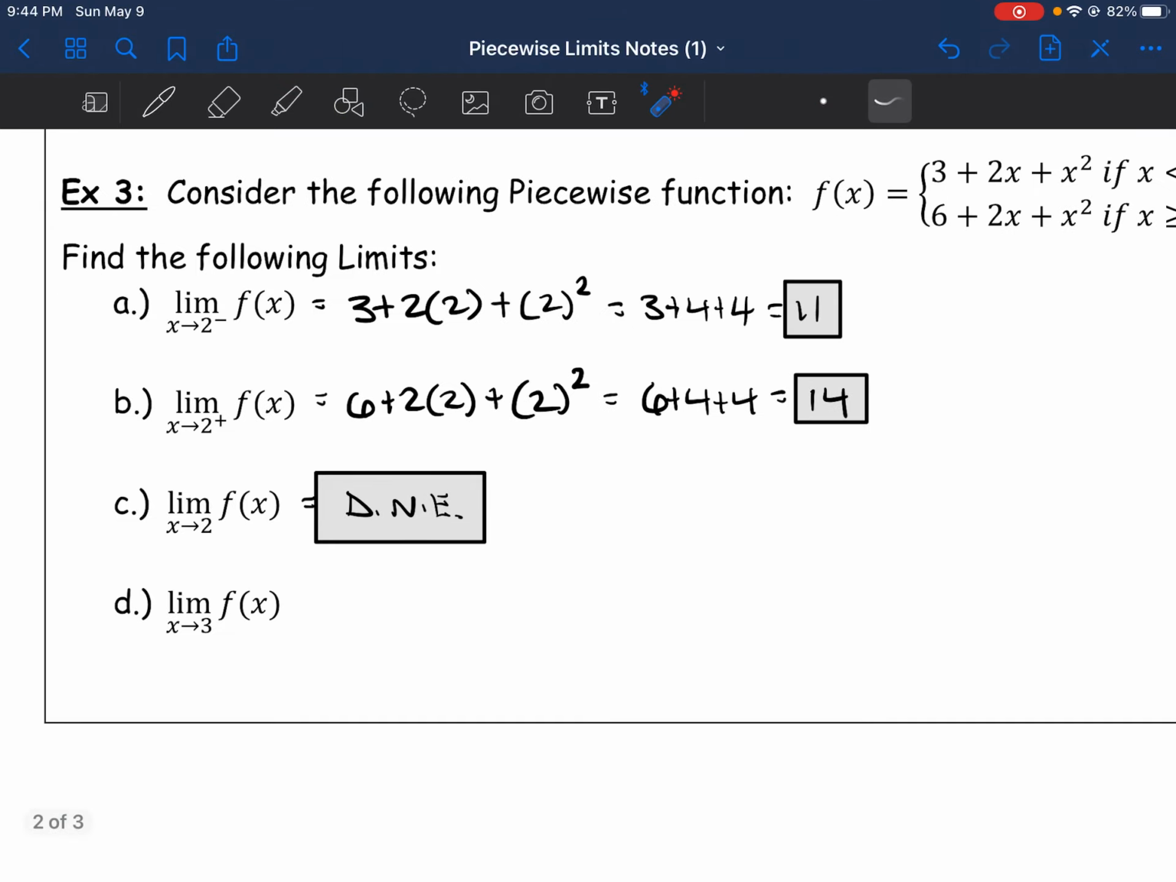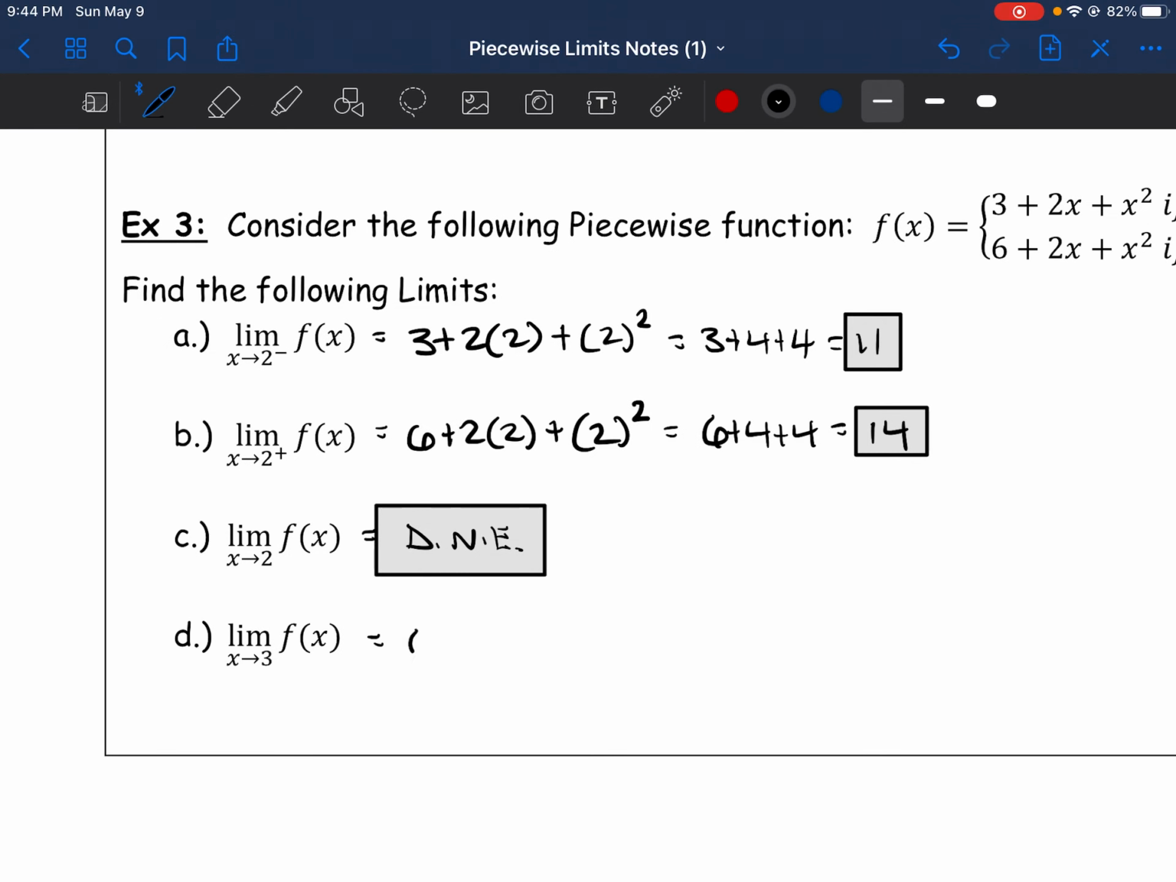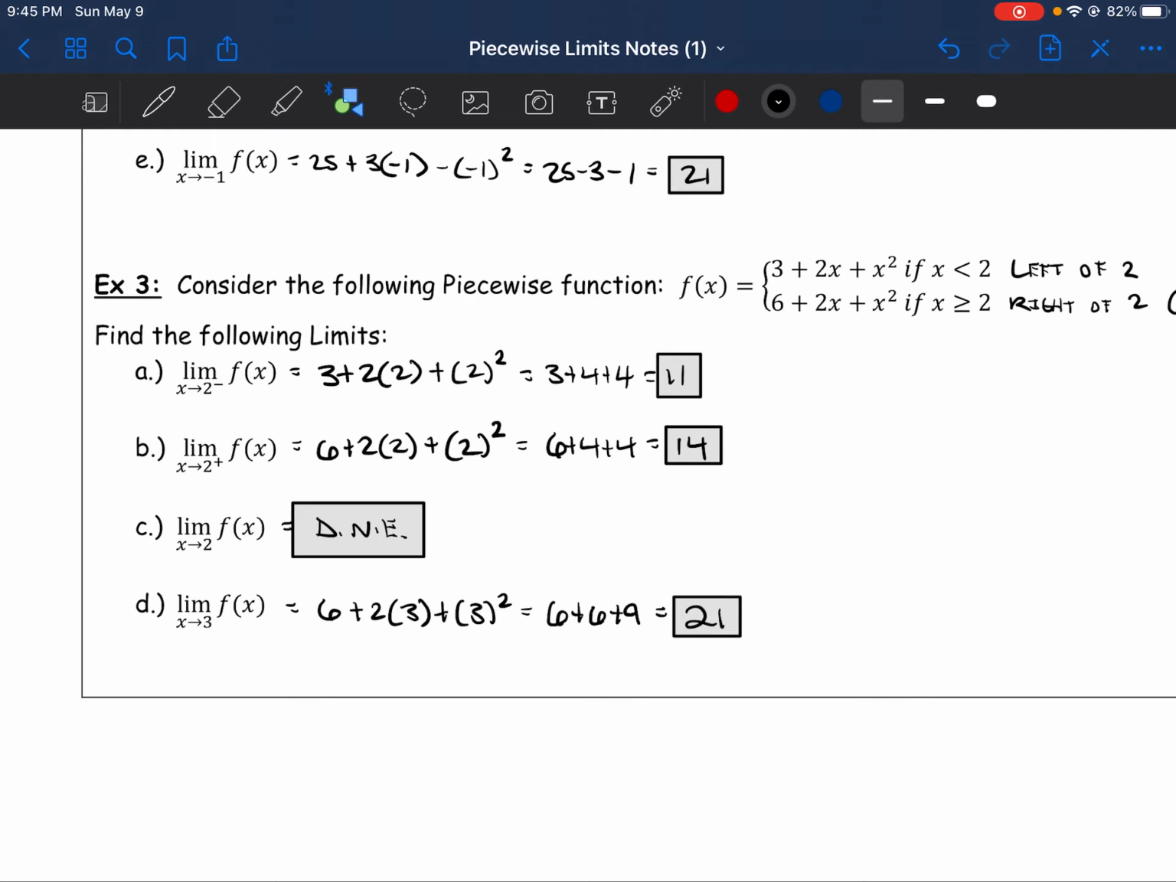One last little problem here in this example. Let's calculate the limit of f of x as x approaches 3. So x is approaching 3. 3 is to the right of 2 on the number line. So we would use this function, 6 plus 2x plus x squared. 6 plus 2, replace the x's with 3's. And let's see here. 2 times 3, that's 6. 3 squared, that's 9. So 6 plus 9. And let's see, 6 plus 6, that's 12. 12 plus 9, that's 21.